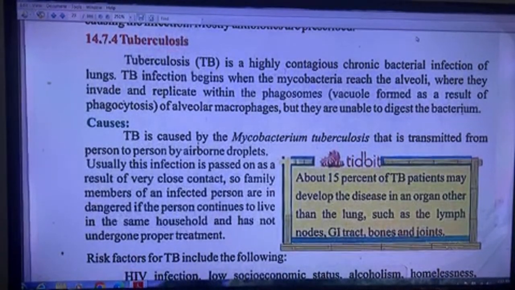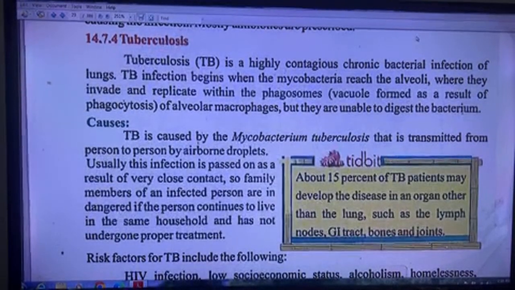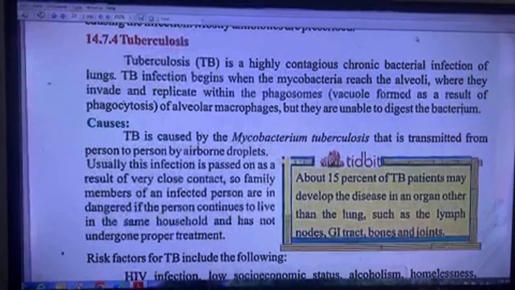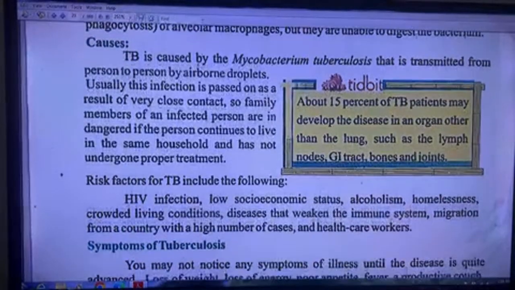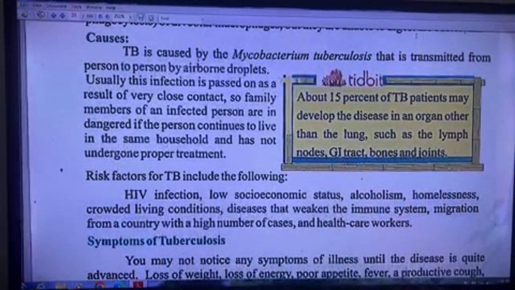TB infection begins when the mycobacteria reach the alveoli, where they invade and replicate within the phagocytes. A vacuole is formed as a result of phagocytosis by alveolar macrophages, but they are unable to digest the bacterium. Causes. TB is caused by Mycobacterium tuberculosis that is transmitted from person to person by airborne droplets.